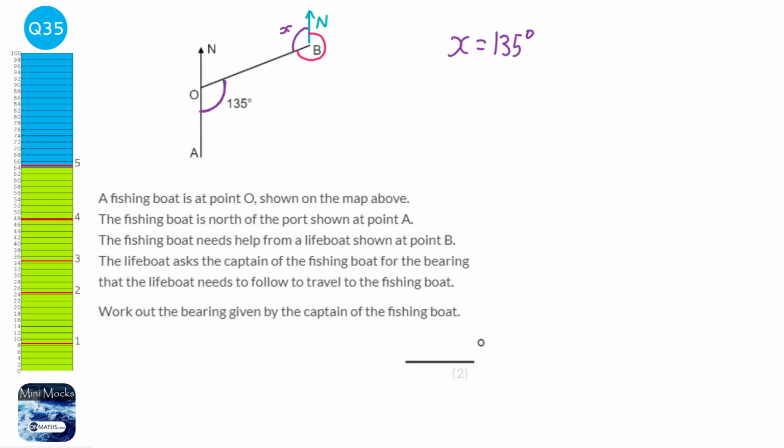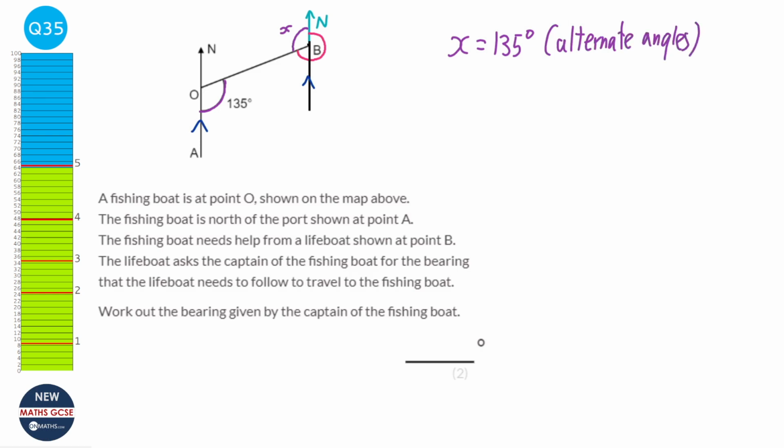And the reason for that is, I'm just going to extend the north line down, because we have a set of parallel lines here, and we have a set of Z angles, which we know are alternate angles. So the reason for that is alternate angles. And always show the reasons to the examiner.